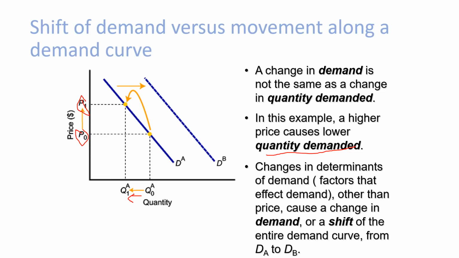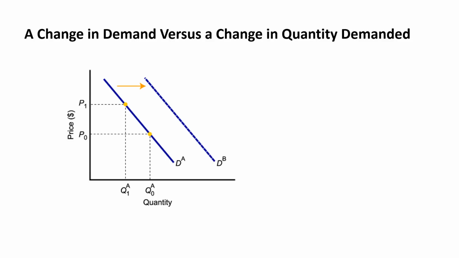But a change in the demand because of the previous factors, like for example income, the price of related products, or population, will cause a shift. But if there is a change in the quantity demanded, that will cause a movement along the demand curve. Change in the demand versus the change in the quantity demanded.